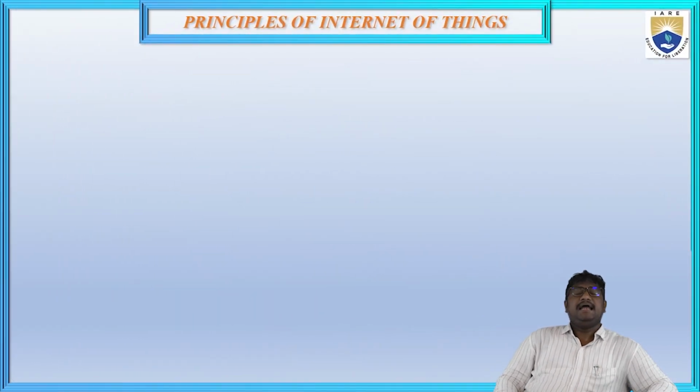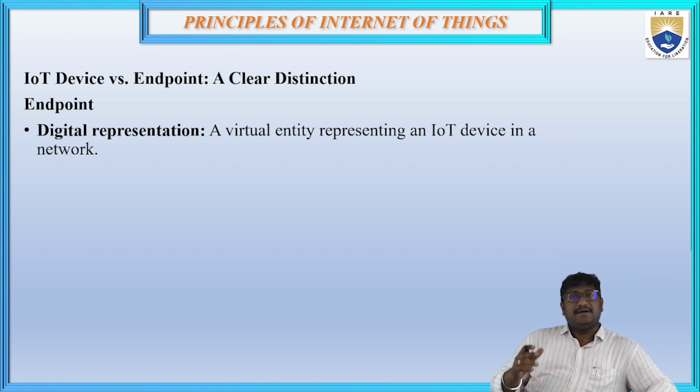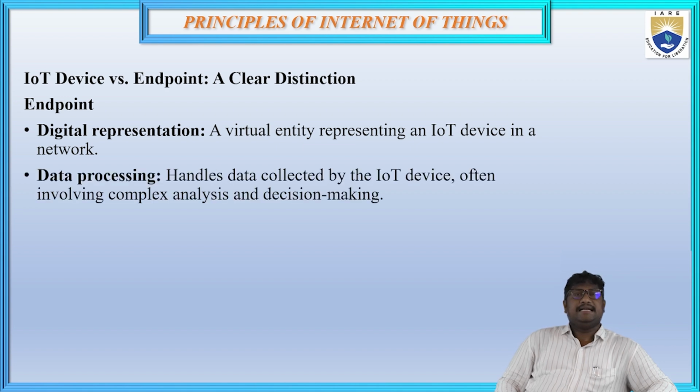Coming to the endpoint, a digital representation is required, which is a virtual entity representing an IoT device in a network. It is used for data processing, where the data collected by the IoT device is analyzed. Through the analyzed data we get some output, and based on that output a decision is taken, which is decision making. Data processing, decision making, and complex analysis play a major role when we collect the data.